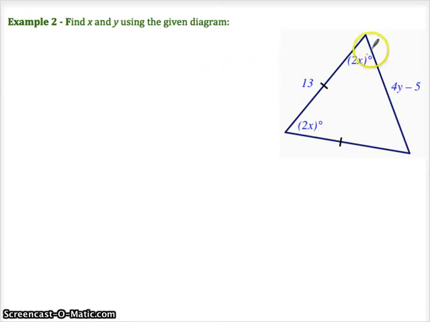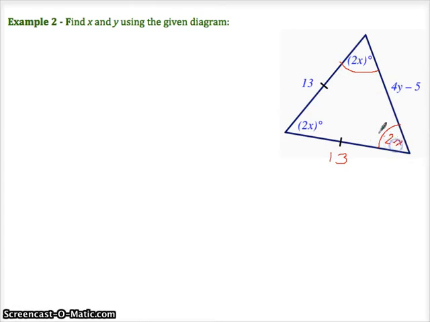Oh, do we know this is equilateral? No, we don't. We just know it's isosceles. Since these are isosceles like this, I know, okay, if that's 13, this is also 13. But also, since this is isosceles, I know that this angle is congruent to this angle, because those are the ones opposite the congruent side. So this is the vertex angle, and these two are the base angles that have to be congruent. But wait a minute, if that one's 2x, this one's also 2x.